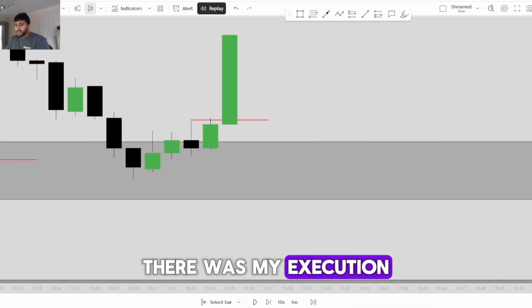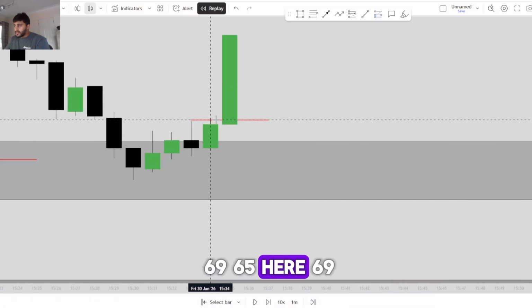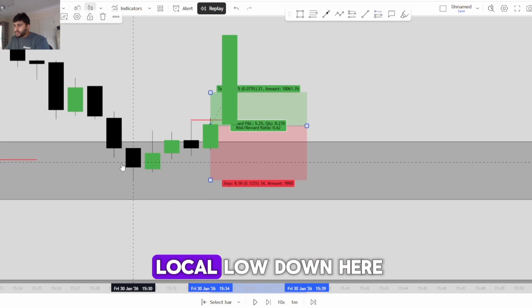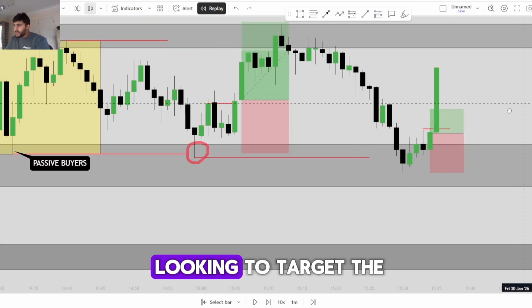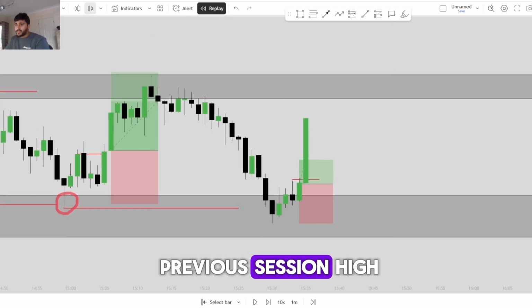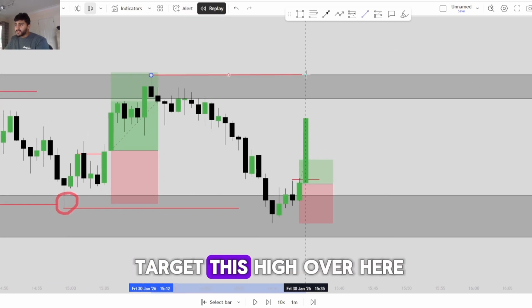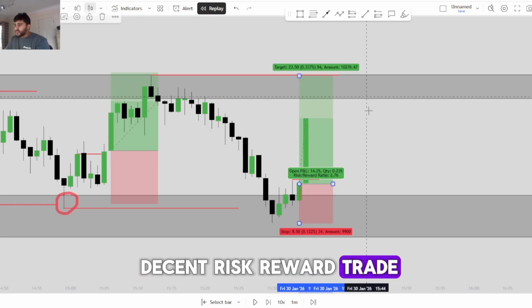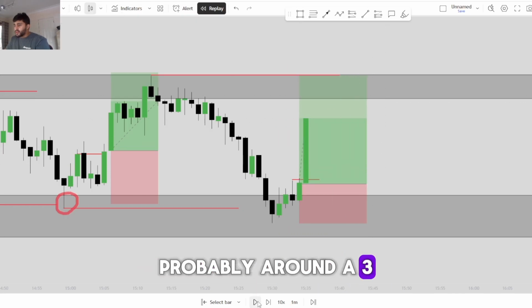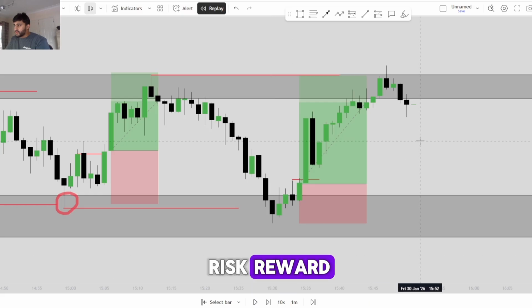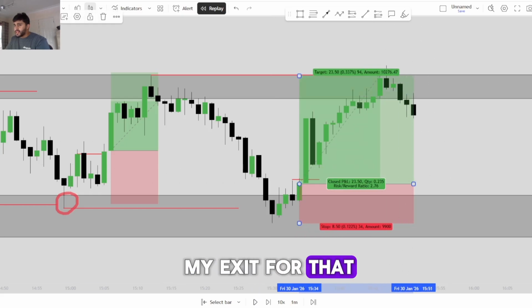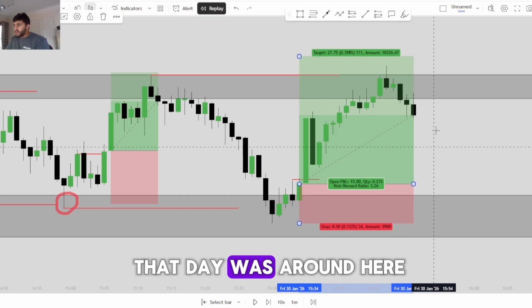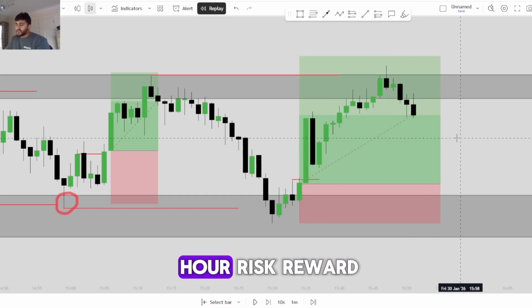So execution for that day, if I quickly break it down, came at 69.65, right? There was my execution. 69.65 here. Stops below the local low down here. And again, we are looking to target the previous session high. So we're looking to target this high over here. So this is probably a decent risk to reward trade, probably around a 3R risk to reward, or just under a 3R risk to reward. There we go. So my exit for that day again wasn't perfect. My exit for that day was around here. So roughly a 2.5R risk to reward.